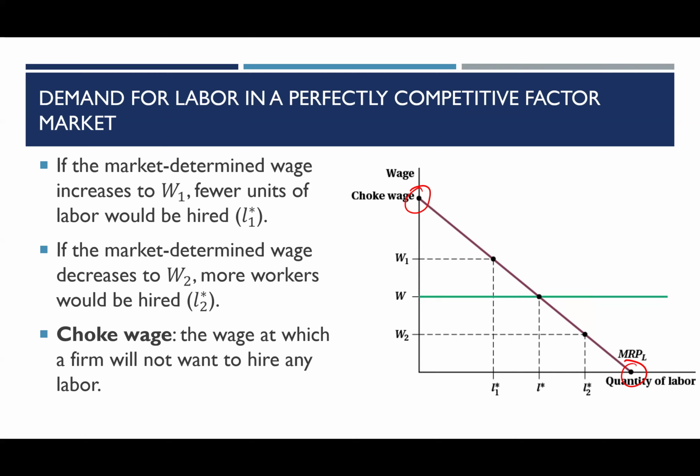And it's going to be downward sloping. So as the wage decreases from W1 to W, we see the amount of labor hired increase. And if the wage instead were to go from W2 to W, we see that the amount of labor hired decreases. Okay, so it's going to be downward sloping. It'll have a choke wage representing the price at which the firm will hire no labor, and then a quantity intercept, which represents the amount of labor the firm would hire at a price of zero.